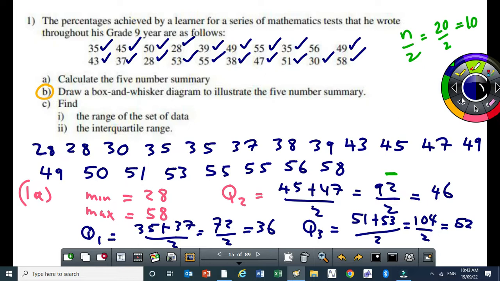So the question says, the percentages achieved by a learner for a series of mathematics tests that he wrote throughout his grade 9 year are as follows. So you've got the marks there. Now, they are not in any order. They are just random. Right? Now, the first question says, calculate the 5-number summary.